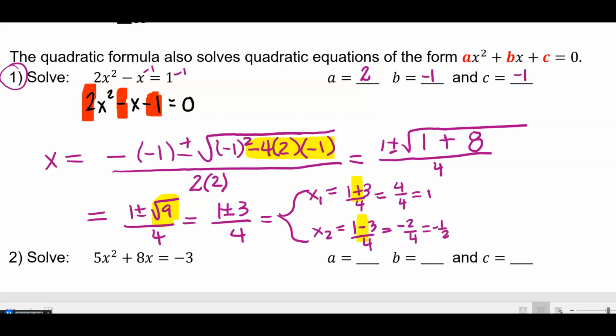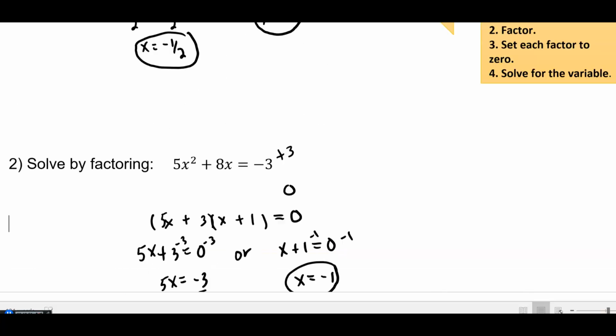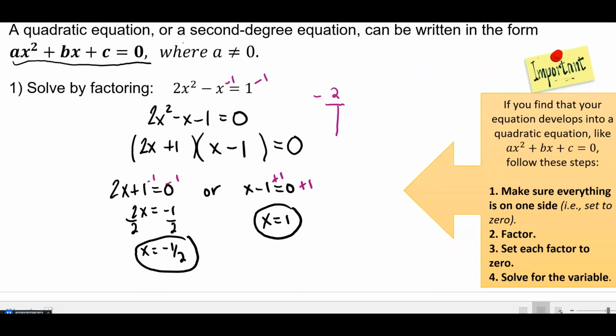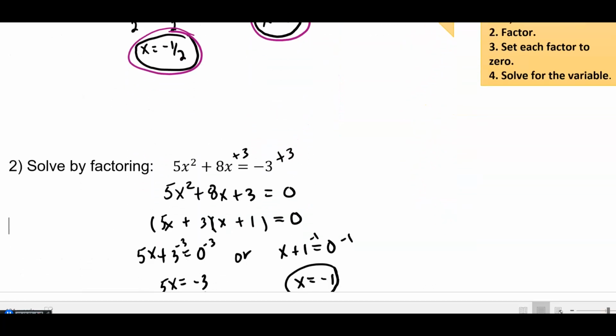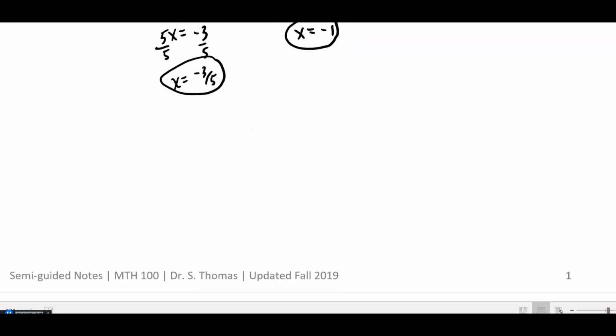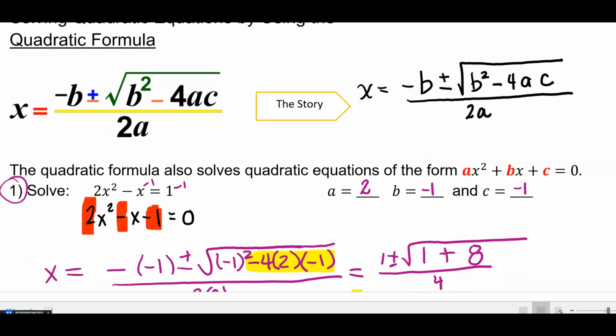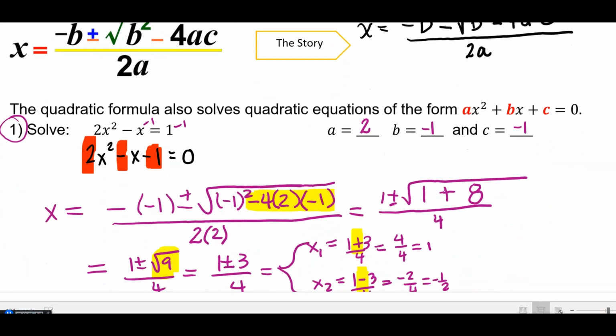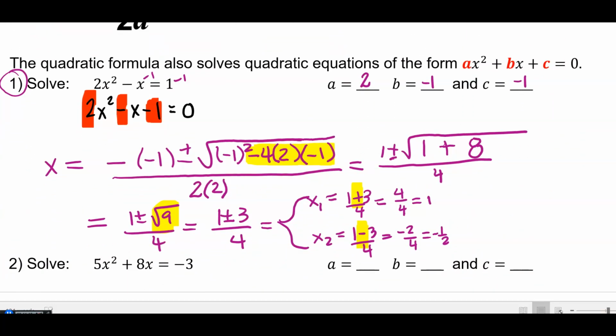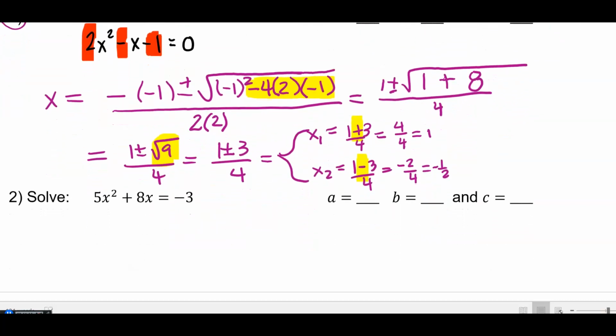So is that the same answer that we arrived at on the first page? And it is. We have negative 1/2 and we have positive 1. So just showing you this is another method of solving quadratic equations, and it's especially useful when you cannot factor the trinomial. You still have solutions to the quadratic equations even if you can't factor the trinomial.